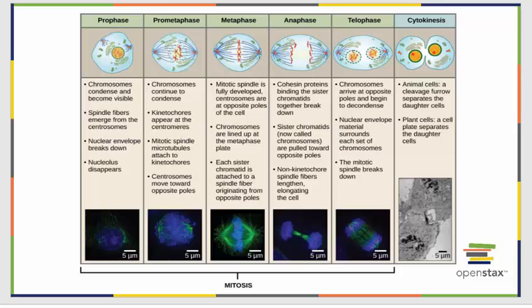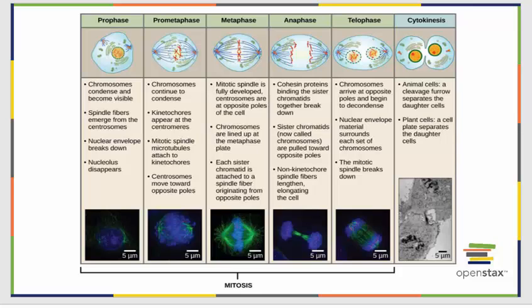Each of those sister chromatids is going to be attached to a spindle fiber originating from the opposite poles as they line up on that metaphase plate. Step 4 is anaphase. In anaphase, cohesin proteins binding the sister chromatids together are going to start to break down. That kinetochore is going to lose its stickiness. Sister chromatids, now referred to again as chromosomes, are pulled apart in opposite directions towards the opposing poles.